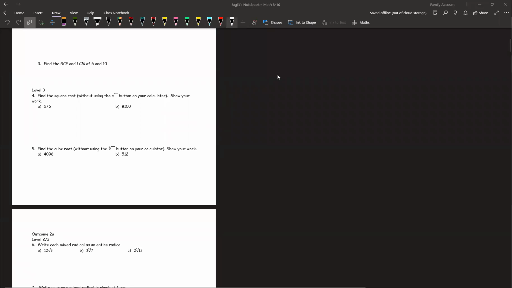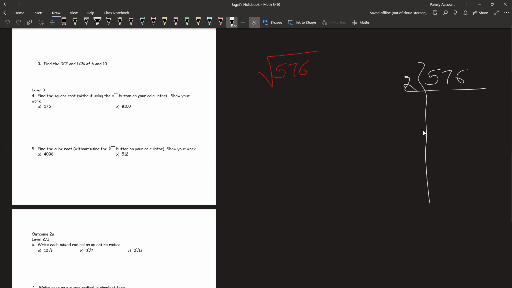Next up, they're asking us to find square root of following numbers. Square root of 576 without a calculator. So what you want to do is you want to factor out 576 as much as you can. We can divide this by 2. Okay, so 576 divided by 2 gives me 288. Which can be further divided by 2, you get 144.